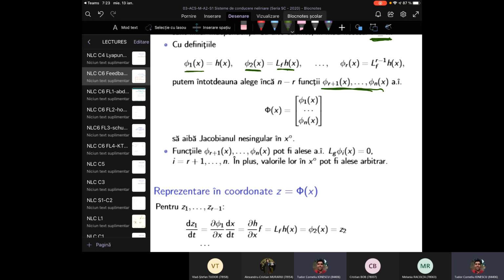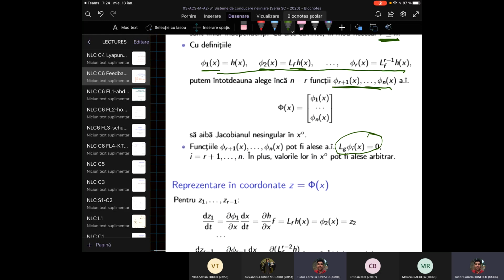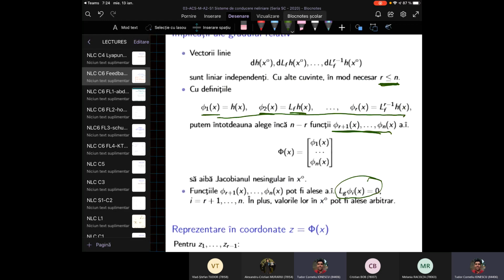The rest of the functions, the ones you pick from r plus 1 to n, can be chosen for free. So the first r functions are these, and the remaining functions can be chosen freely such that this property holds. Now, what happens if you do the representation in the new coordinates? Look what happens. The new coordinates are very nice. So z equals phi of x. These phi's are used to build the coordinate transformation.